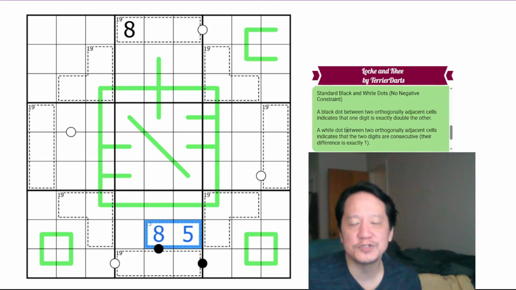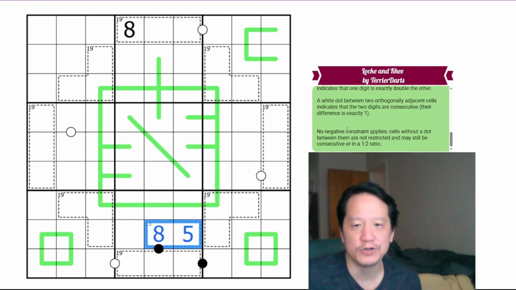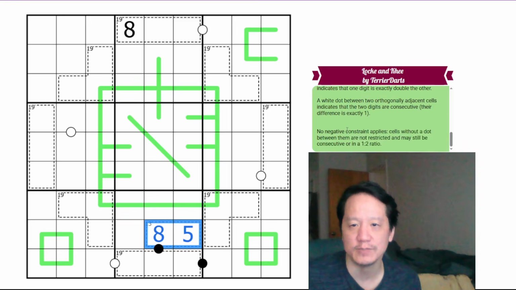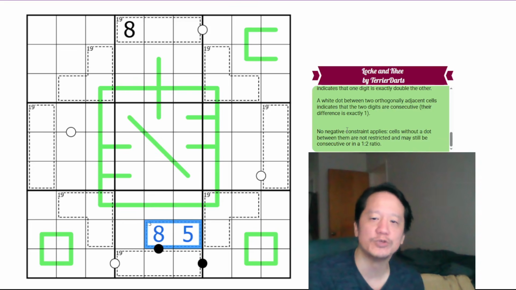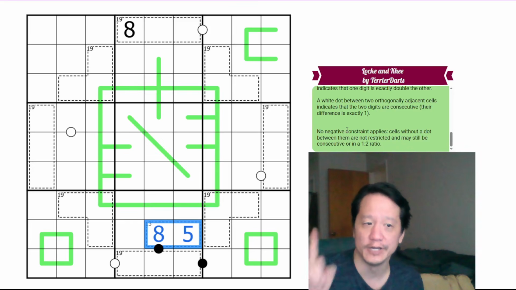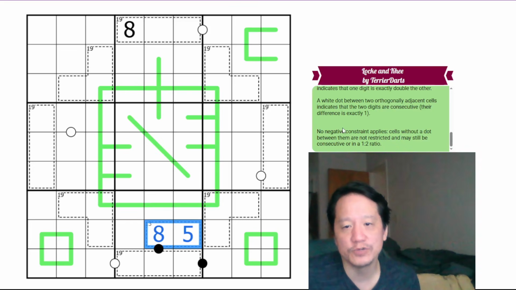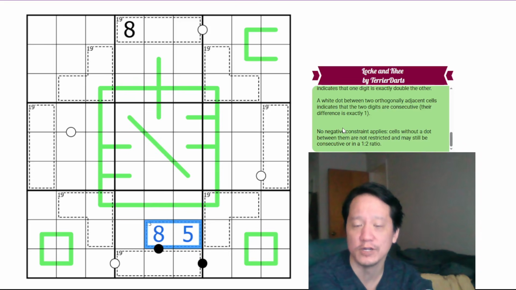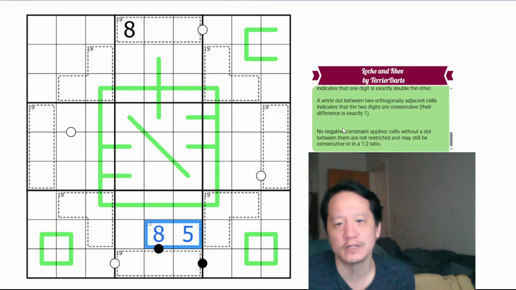And then we have standard black and white dots. There are no negative constraints. A black dot between two orthogonally adjacent cells indicates that one digit is exactly double the other. And a white dot between two orthogonally adjacent cells indicates that the two digits are consecutive. That is, their difference is exactly 1. The negative constraint applies, which means cells without a dot between them are not restricted and may still be consecutive or in a 1:2 ratio. That's a really good way of putting that negative constraint. I like that.